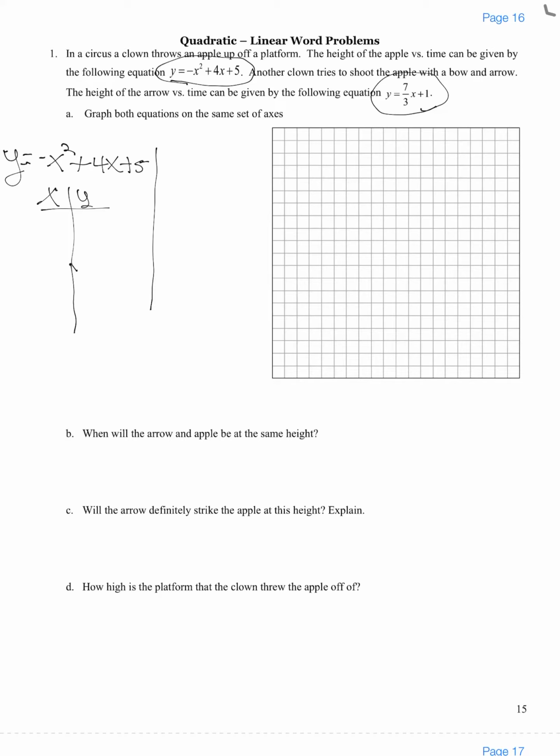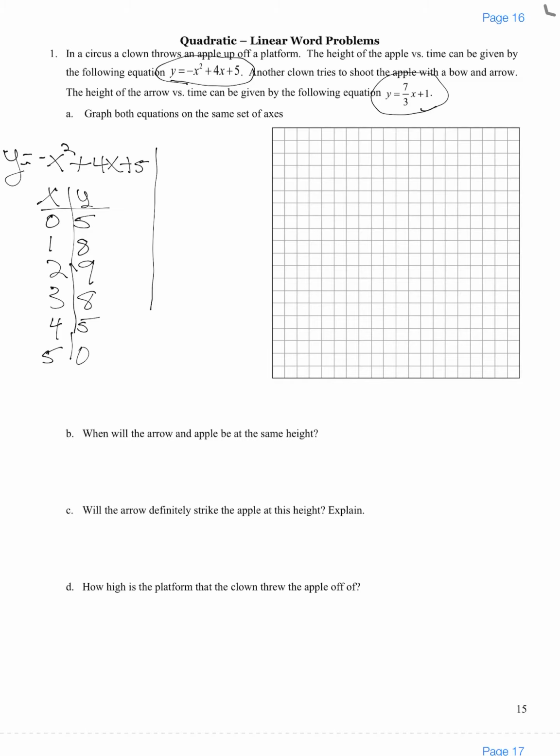So I start where x is 0, and I go to where y goes to 0. So in y equals, my table is (0, 5), (1, 8), (2, 9), (3, 8), (4, 5), and (5, 0).